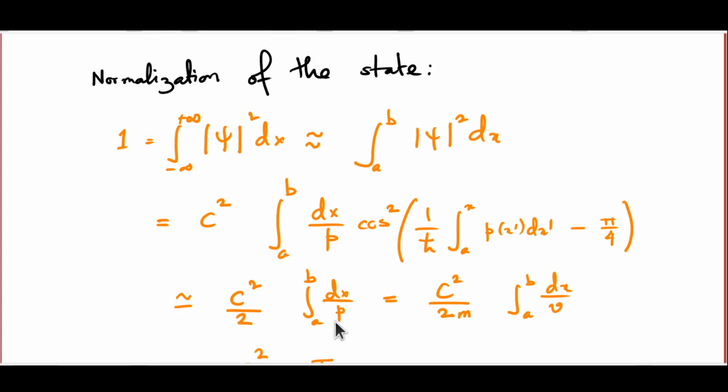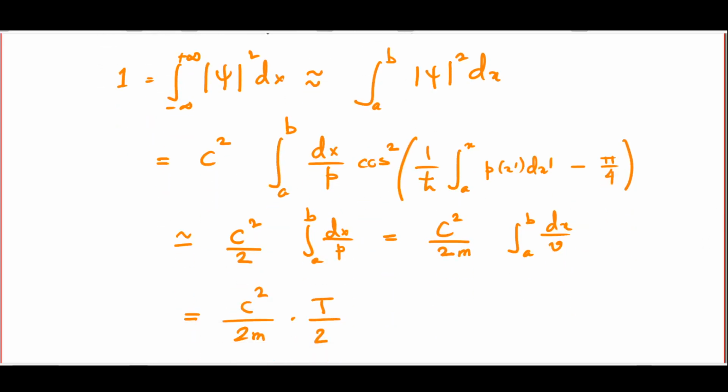Just note that p is mass times velocity, so if you just take the m out of the integral, you end up with an integral of dx by v from a to b. Now notice, dx by v is nothing but the time it takes the particle, in the classical picture, to cross the interval between x and x plus dx. So when you integrate that from a to b between the two turning points, all you get is the time it takes for the particle to complete half of the total oscillation. Hence this quantity is simply T by 2, where capital T is the time period.